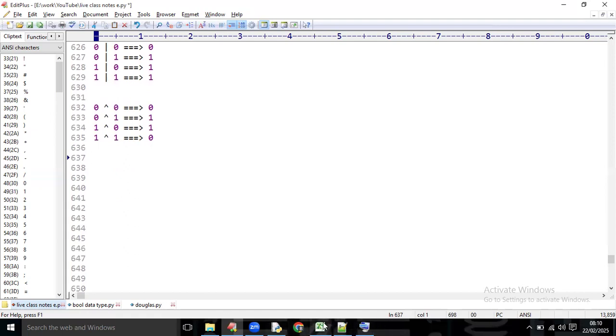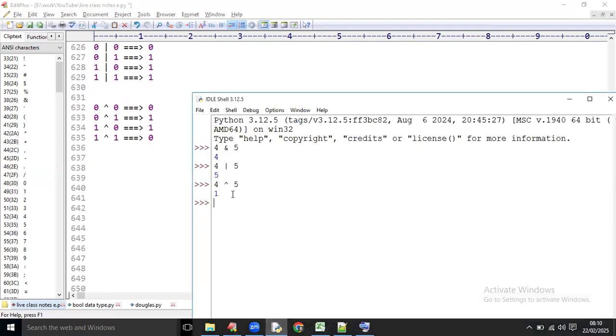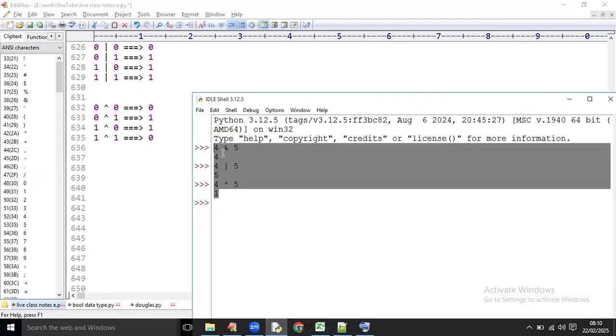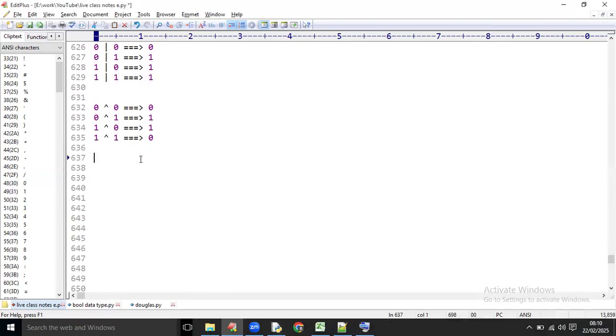I'm going to specify the inputs and outputs here. 4 and 5, output is 4. 4 or 5, output is 5. 4 caret 5, output is 1. Okay, next.